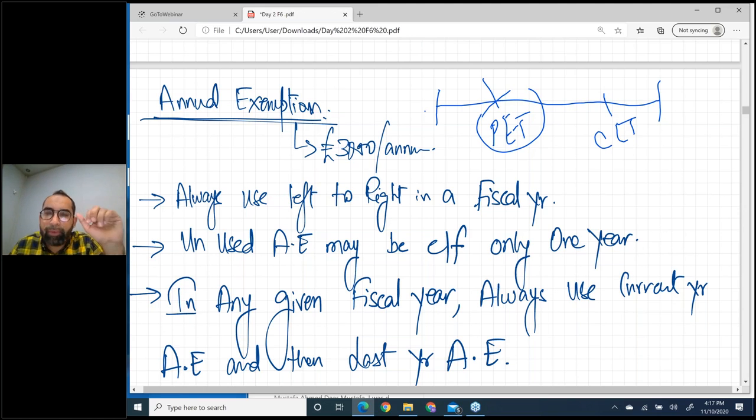Now, the next thing, for example, we are in 16-17 now. In 16-17, we have one annual exemption of 16-17, 3,000, and one brought forward from last year. Now, which annual exemption to be used first? Always use current year annual exemption first and then last year. Don't forget this. These are very small things, and these carry almost 2 marks, because this topic normally comes in IHT cases, and if you do a slight mistake, the whole MCQ is wrong.